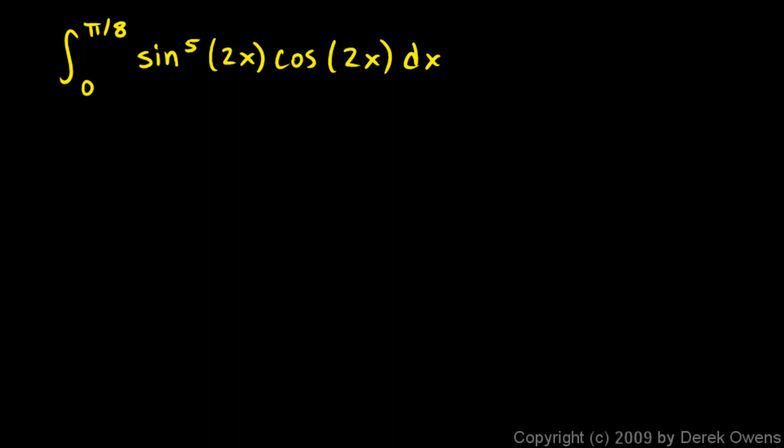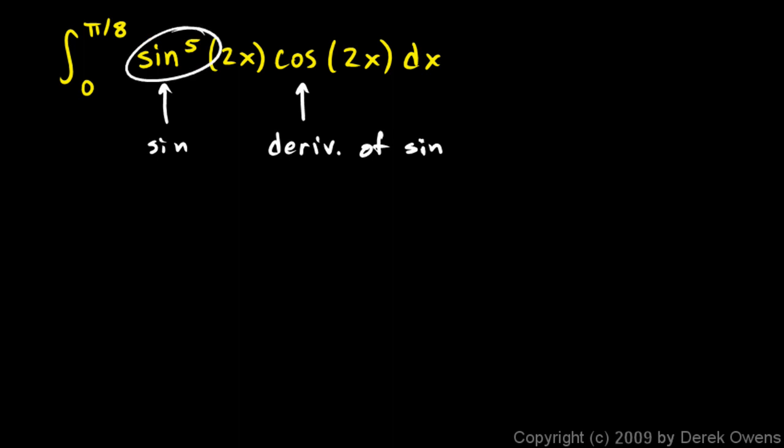Okay, take a look at what we're integrating here: sine to the fifth 2x times cosine 2x. Notice we have a sine raised to a power, and we have a cosine function. So think of it as the sine function here and the derivative of the sine function. When you have one thing and its derivative showing up, that's a good clue that the thing can be our u, and the derivative of it will end up being the du. So watch and we'll see that happen.